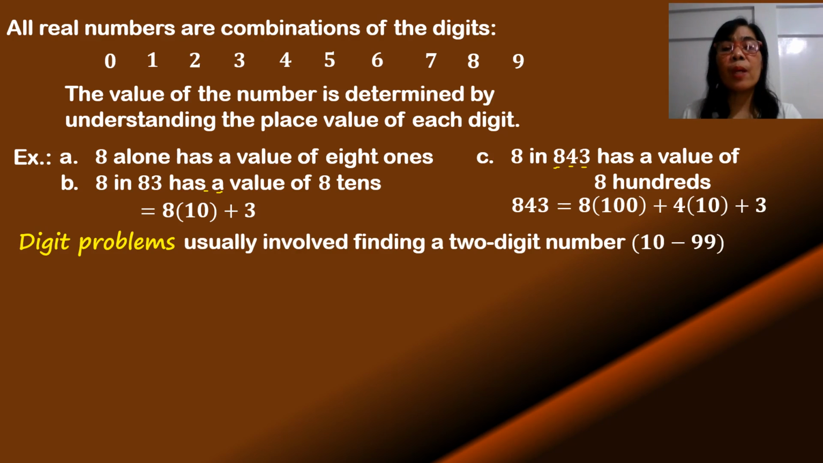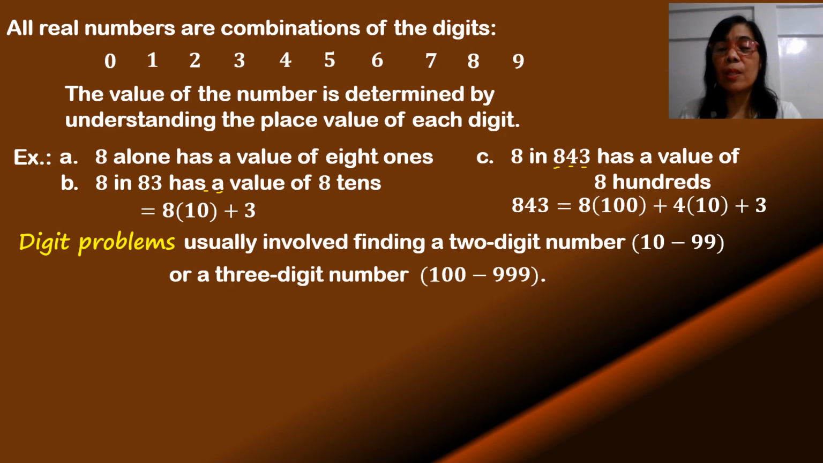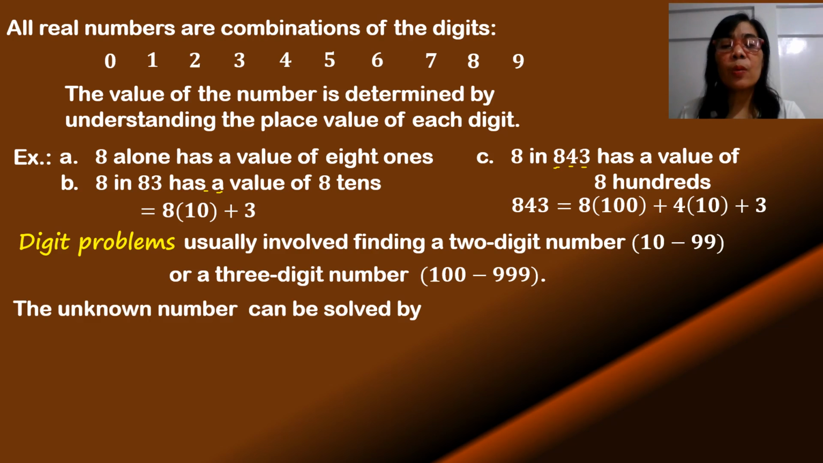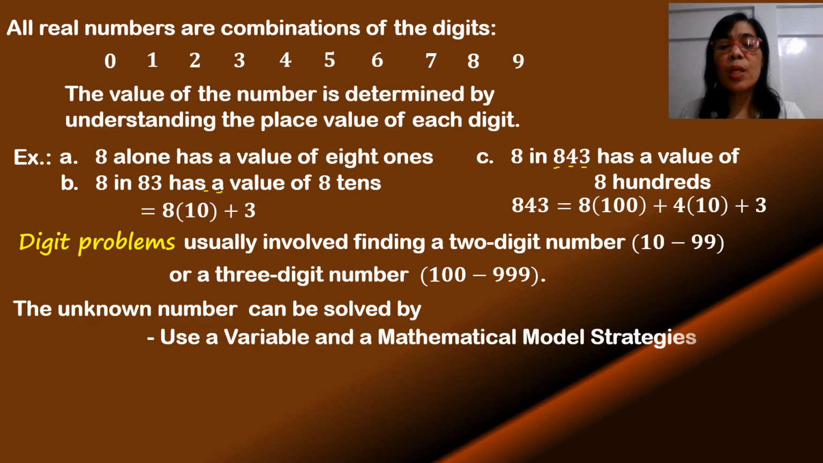Now, digit problems usually involve finding a two-digit number, between 10 and 99. Or it may involve finding a three-digit number. That means we will be looking for a number between 100 and 999. So this can be solved using variables to represent the hundreds, the tens, and the units digit, and using a mathematical model.